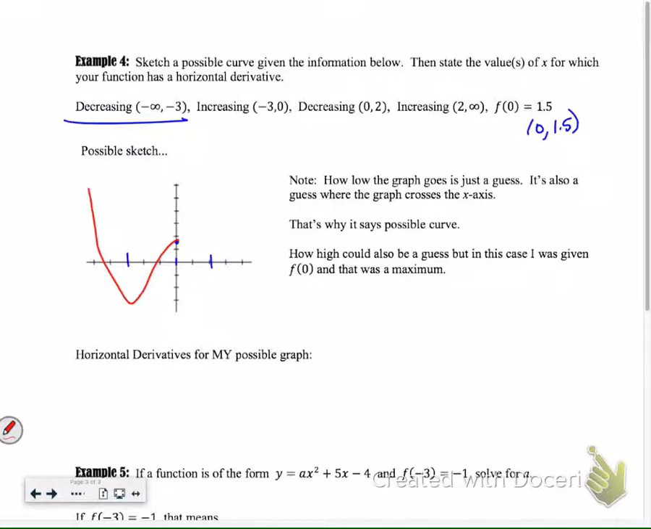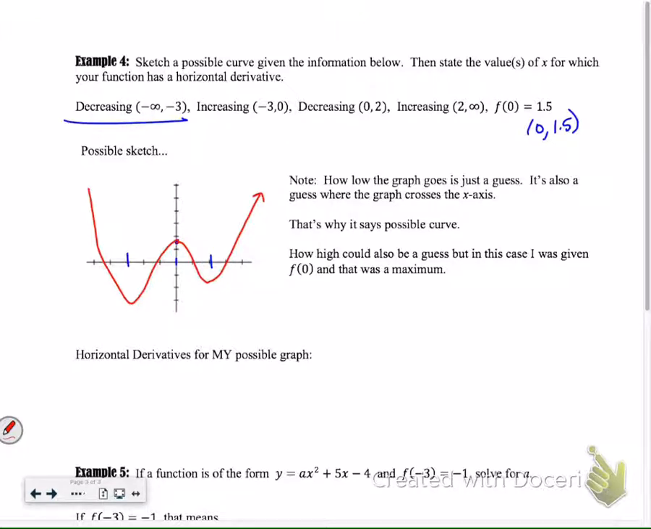Okay. Now we're decreasing again from 0 to 2, so that's the next point there. Now, how far do I go? I don't know. Again, it doesn't really tell me. I'm just going to kind of dip down a little bit there. And then we are increasing again. So now from 2 to infinity, I'm going to go up. So kind of a W looking shape here.